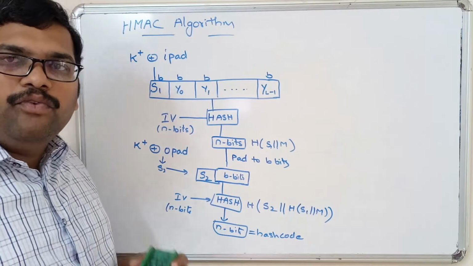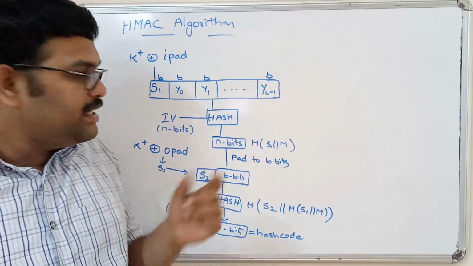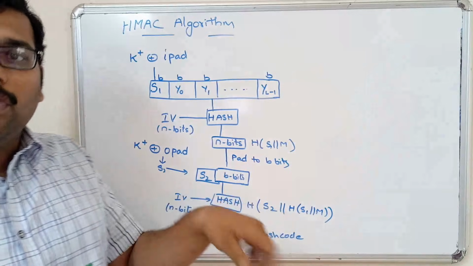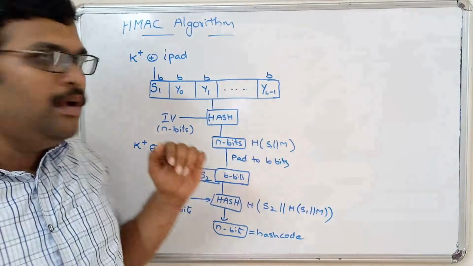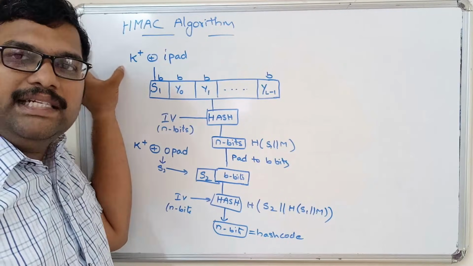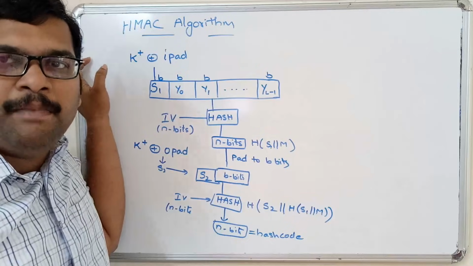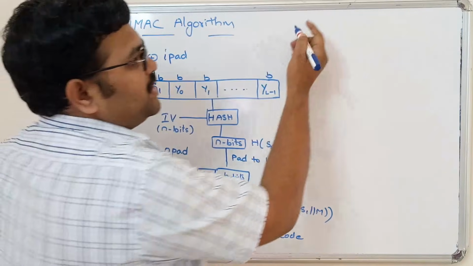So here we are using the secret key. Whereas in the hash functions we are not using any key, so that's why we call it as a hash function. And here in this HMAC algorithm we are also using the secret key. So that's why we call it as HMAC algorithm. So let us write the steps here.